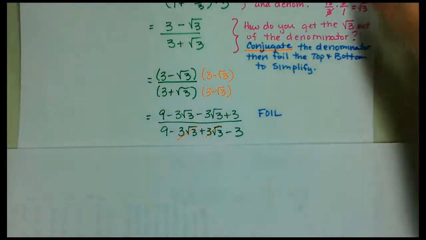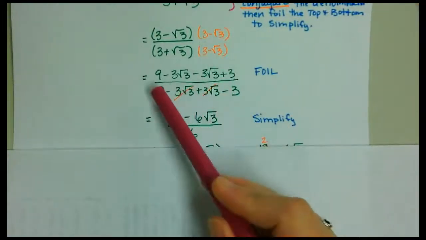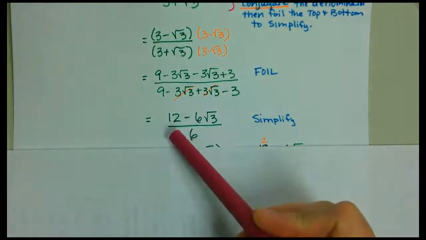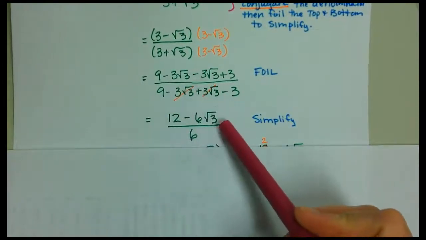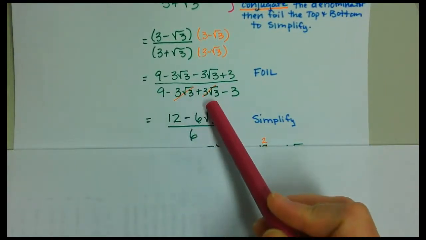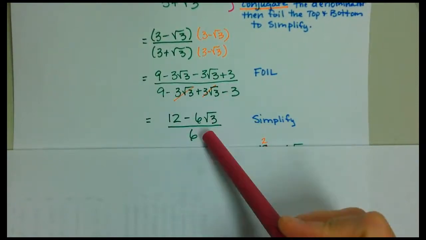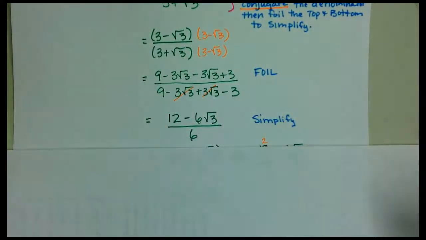So now we're going to collect like terms, and that means we have a 9 plus 3 on top, which is 12, and then a negative 3 and another negative 3, so I have a negative 6 root 3. On the bottom, the negative 3 root 3 and the positive 3 root 3 are going to eliminate because they're opposites, so 9 minus 3 is 6. So now we just need to finish this out by simplifying that fraction.